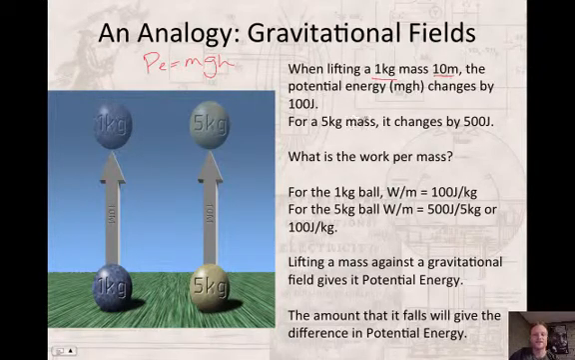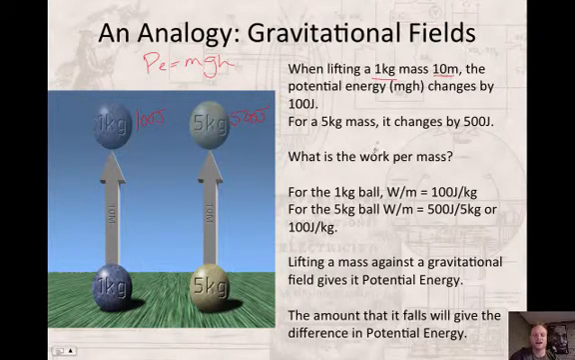But for a 5 kilogram mass, it would change by 500 joules, okay? So in this picture, this 5 kilogram mass has 500 joules of potential energy, whereas this 1 kilogram mass has 100 joules of potential energy, okay?